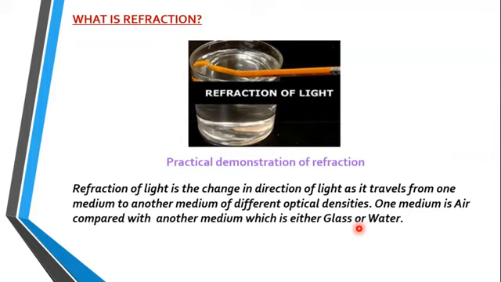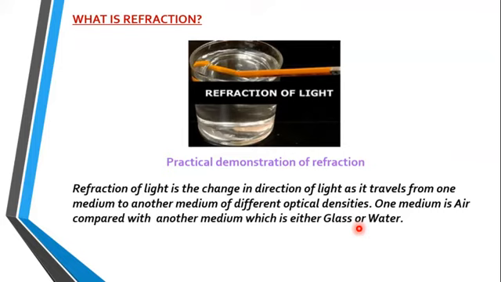Now, why do we use the word optical? The word optical is used here to mean that the media through which the light passes are transparent. They allow light to pass through them. That's why we use the word optical. Note why we use the word optical.